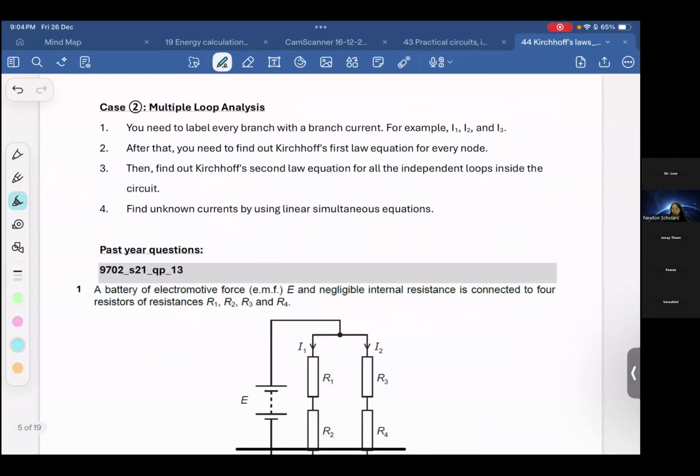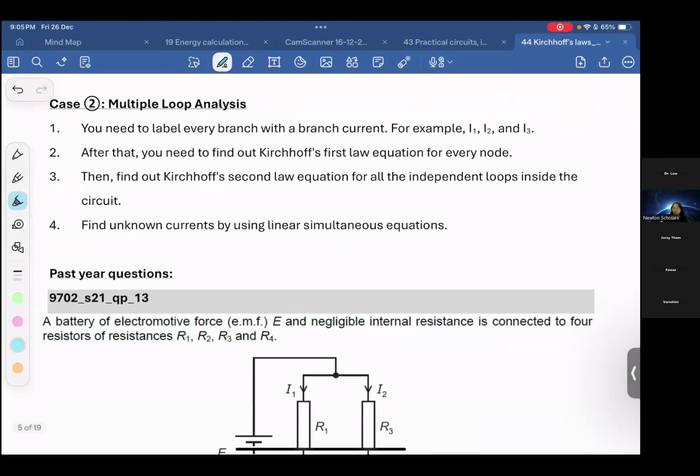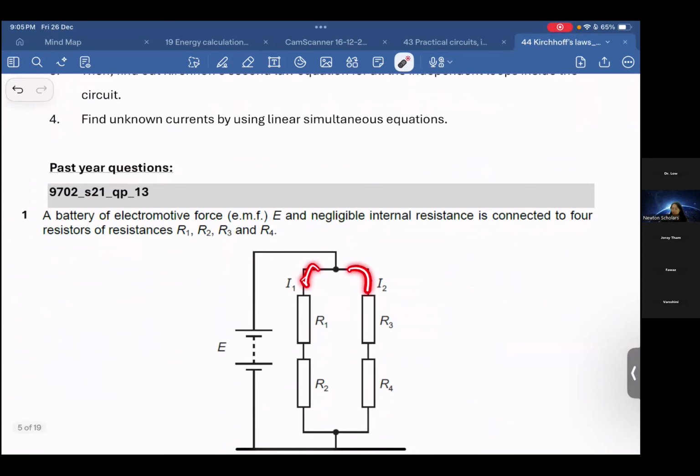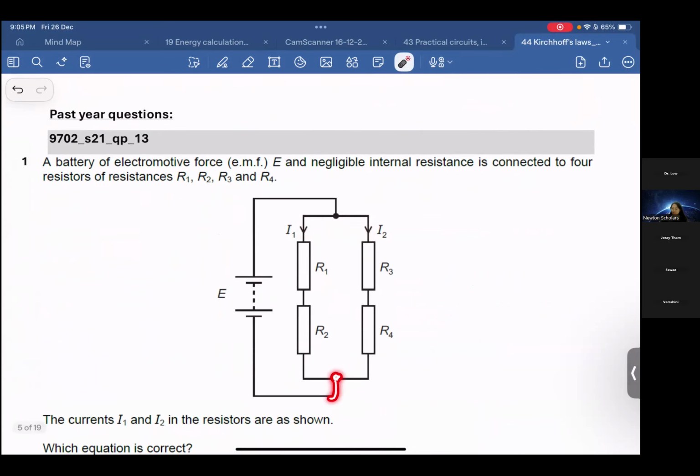Okay, we go to the second page number 5. If let's say now we are not single loop anymore, how do we solve with multiple loops? Here you need to label the current for every branch. So for every single branch we label the current. What is the current here and here?